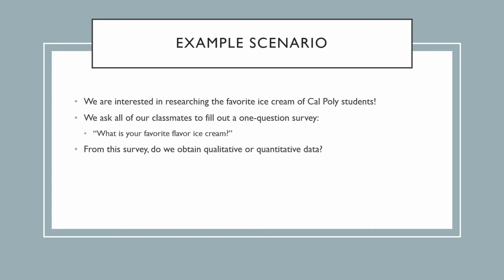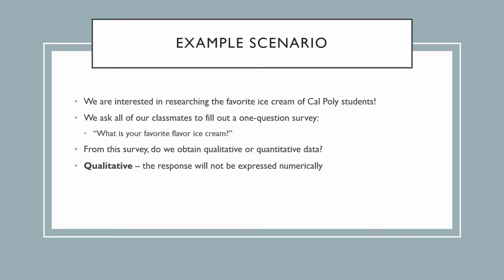So let's jump into an example scenario. Let's say we want to do some research on ice cream, and specifically on the favorite flavor of ice cream of Cal Poly students. So we could ask all of our classmates to fill out a survey, a simple one-question survey where the only question they have to answer is, what is your favorite flavor of ice cream? So think about the question that I have posted there, which is, from this survey, do we obtain qualitative or quantitative data? So take a second to think about that.